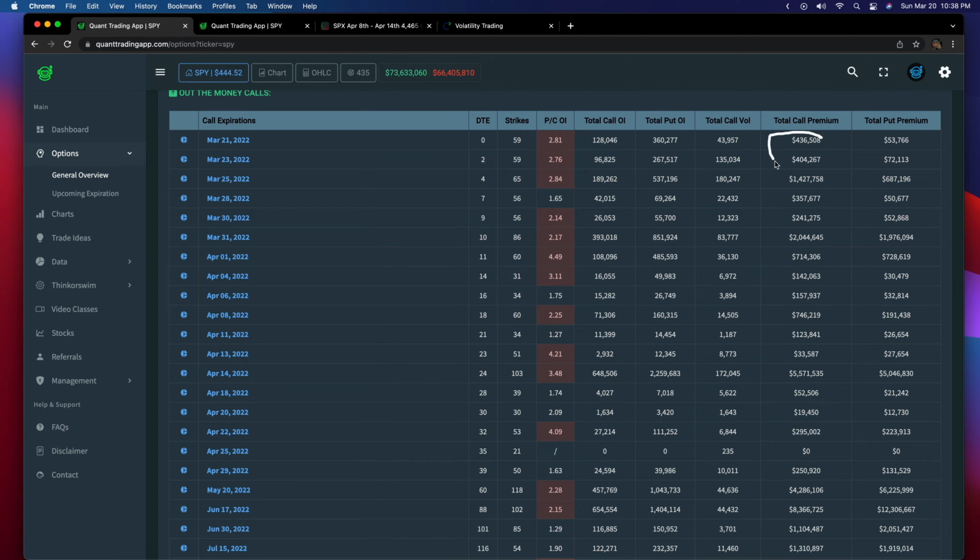Look at how small the money is for these expirations. These are the Monday and Wednesday expirations. This is for this upcoming Friday. This is not a lot of money, guys.